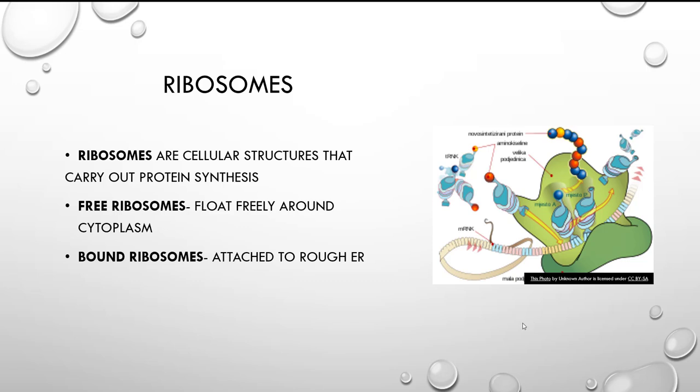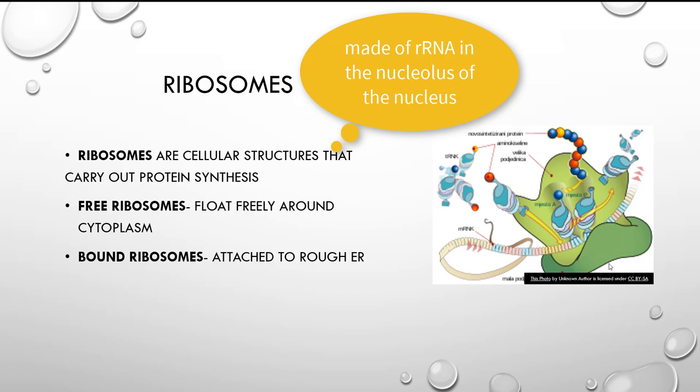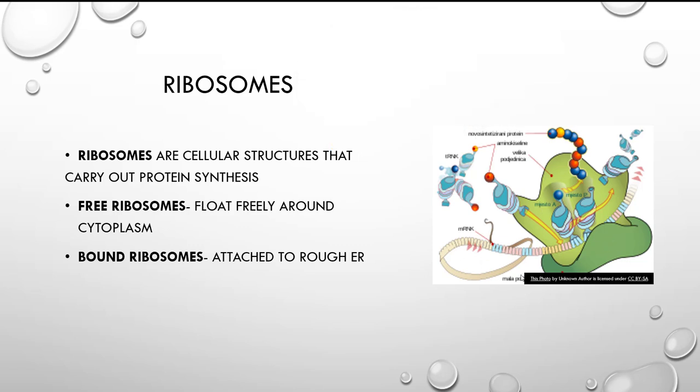Okay, so we have our ribosomes. We already talked about the ribosomes being the protein factories. They're the ones that carry out protein synthesis. And remember, what are ribosomes made of? We talked about that being rRNA. So rRNA is made in the nucleolus of the nucleus. And this is what a ribosome looks like. Ignore all these weird labels, I just got this random picture from somewhere, so it's kind of hard to read. But you have this large subunit of rRNA and this small subunit of rRNA. So that's what a ribosome looks like.